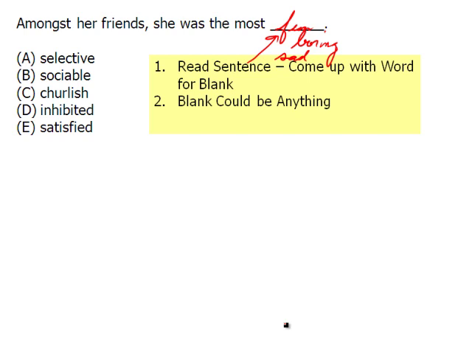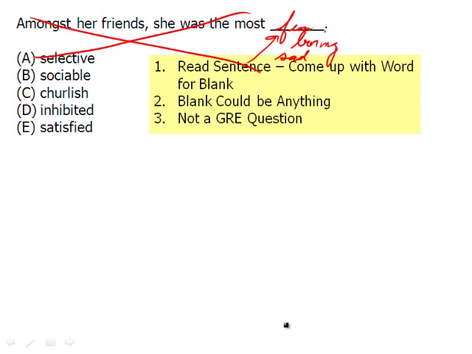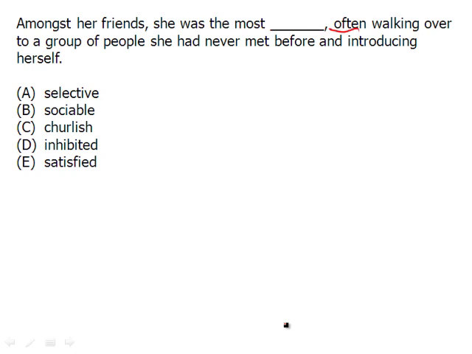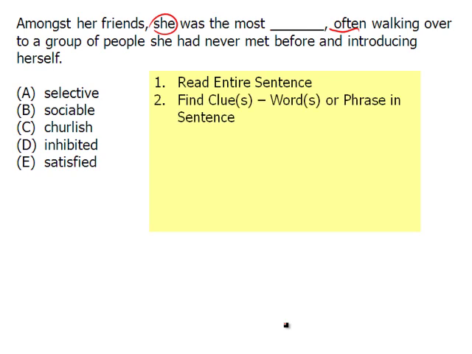And this is not a text completion. This is not a GRE question at all. Why? Well, GRE text completions will always have a part of the sentence that tells you what the blank is about, such as, voila, after the comma, starting with often, we now can learn a little bit more about the she. Often walking over to a group of people she had never met before and introducing herself. So we read now the entire sentence, and we're going to come up with our own word here once we have found what I call the clue.